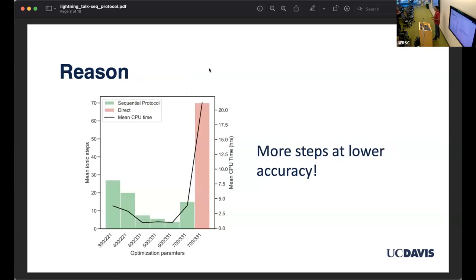The major reason is what we analyzed: the difference in the ionic steps which were performed. If you're performing direct optimization, all your calculations happen at that particular parameter, and the red bar on the right represents that we would require on average around 70 steps. But if you're using a sequential protocol, the majority of the steps actually happen at a much lower accuracy, and because of that, these steps are much faster. When we move to the highest accuracy, 731, the last green bar, these calculations require a very low number of ionic steps.